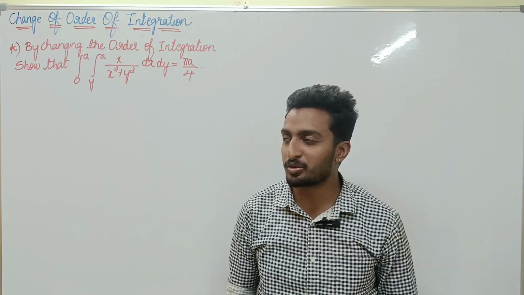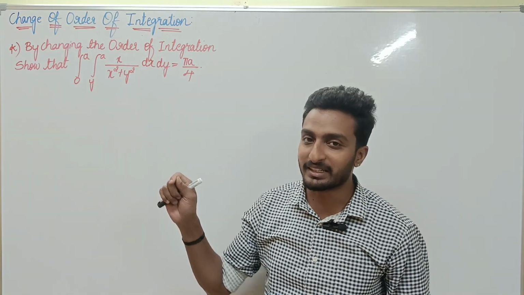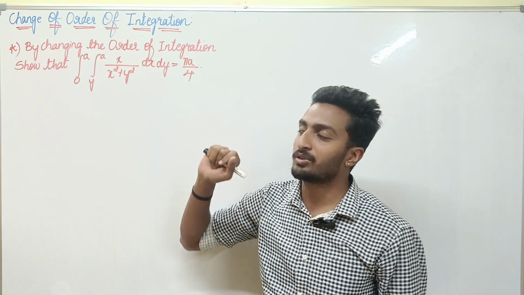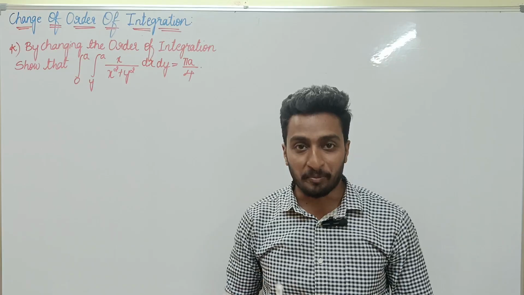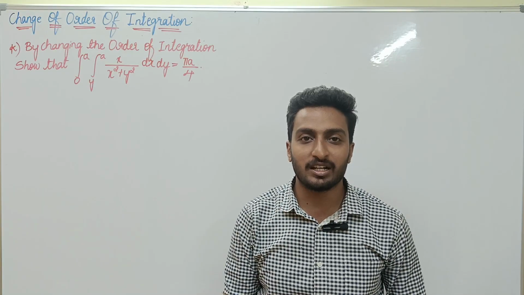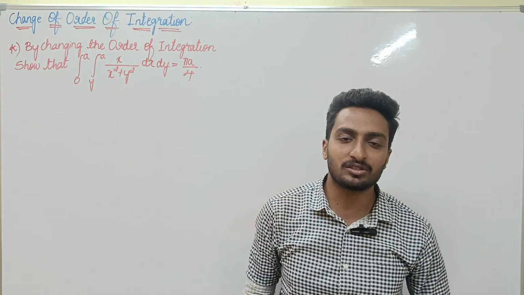Today, let us learn how to solve the problem on changing the order of integration with respect to double integral. Integral varies from 0 to a, y to a, x by x square plus y square. How to represent the given integral, how to represent the limit point, how to change the variable with respect to the given limit point, and how to simplify and reduce the solution.